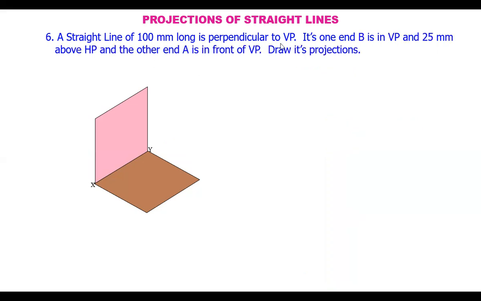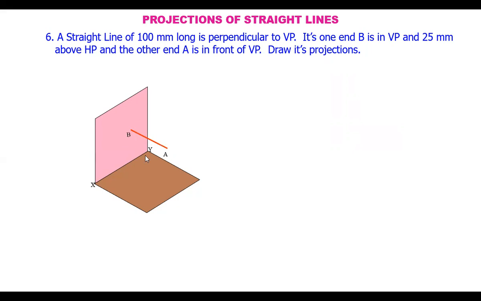A 100 mm long line perpendicular to VP. Again, one end B is in VP. Yes, it is in VP. The point B is taken in the vertical plane itself and 25 mm above HP. This height above the horizontal plane is 25, and this point B is in the vertical plane itself. The other end A is in front of VP, because in this particular case, the name of the line is given and the reference of the points also are clearly mentioned.